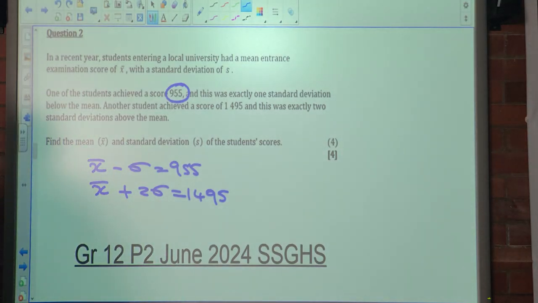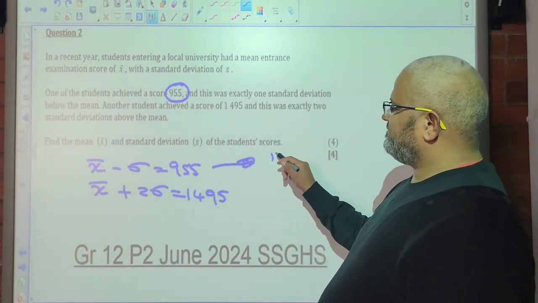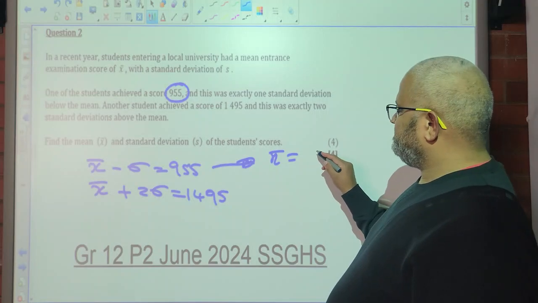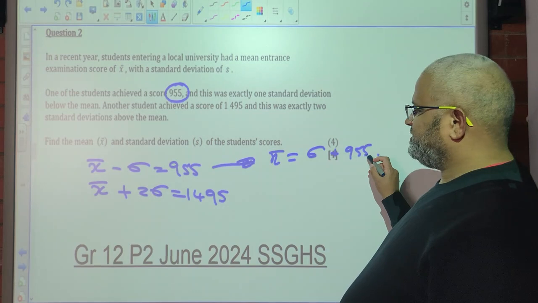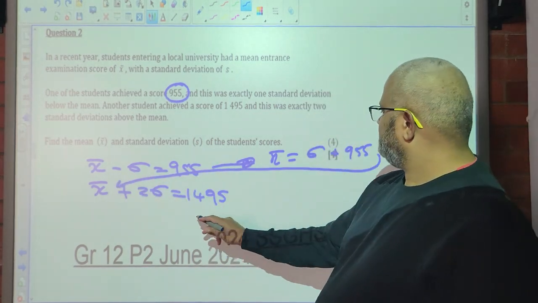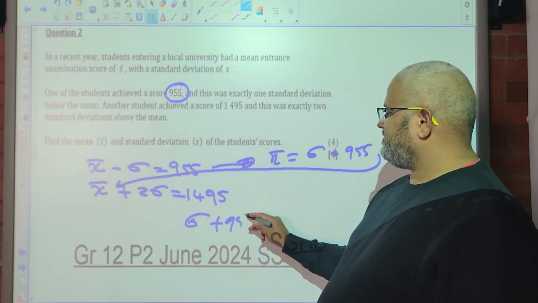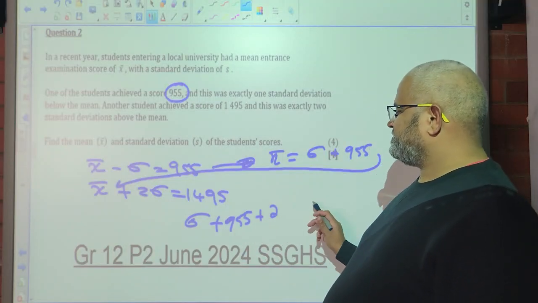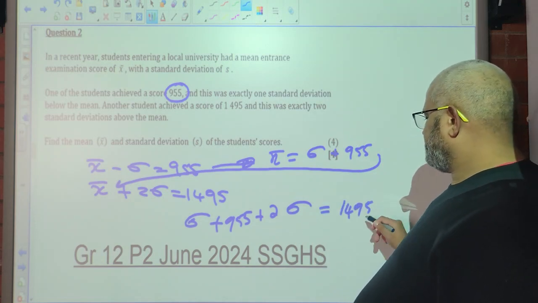Find the mean and the standard deviation of the student's scores. So what I do is I make the mean the subject of the formula. So it's going to be standard deviation plus 955. Then I put this into that equation there. So it's your standard deviation plus 955 plus 2, twice your mean, is 1,495.